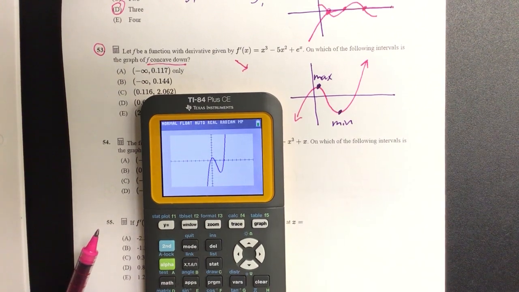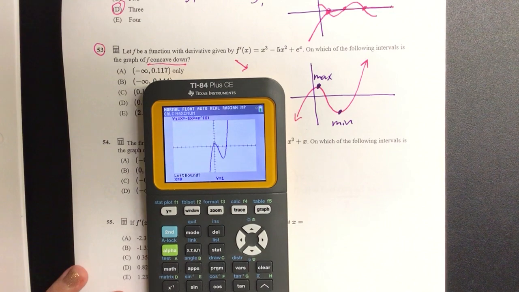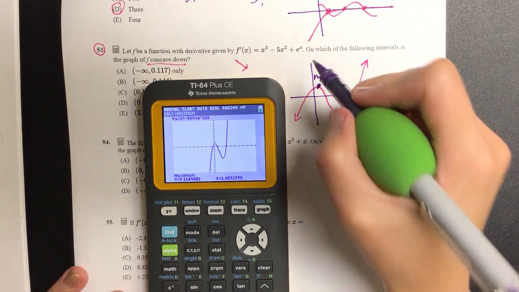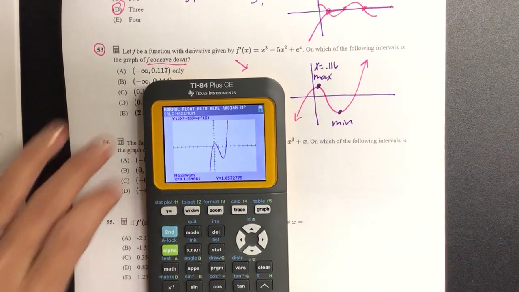So second calc. Our max is button number 4. It says go to my left, enter. Go to my right, enter. And it's going to say, do you want me to really calculate? Always yes. So my x value on this one is 0.116.